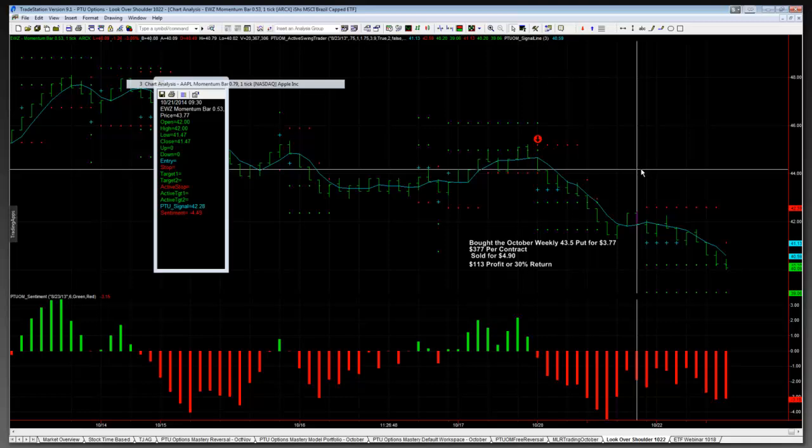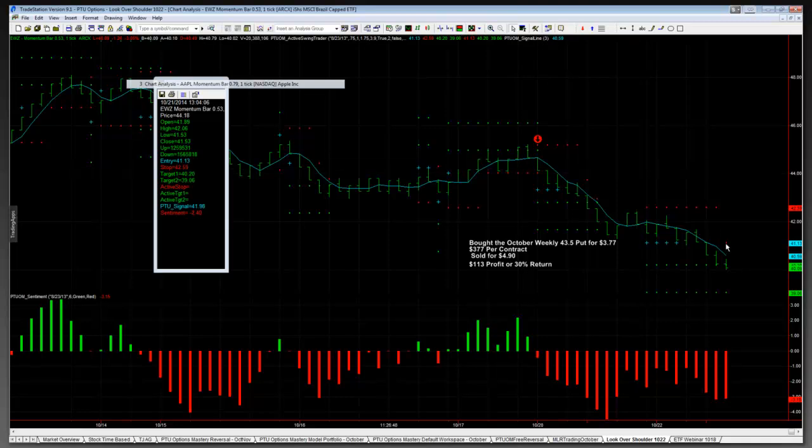We're actually hitting the first target, and notice my stop came down to break even. The calculator knew how to do that for me, right? It's already programmed in. So I know my stop's down to break even. I know my full target's down at 39.06.